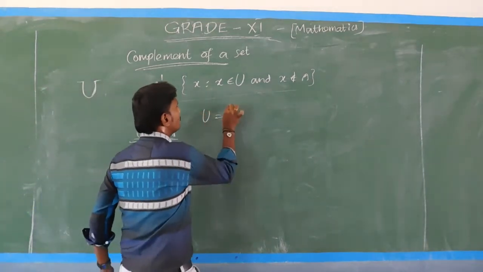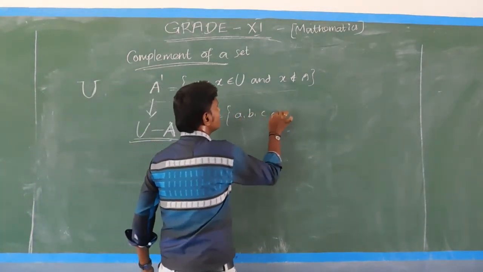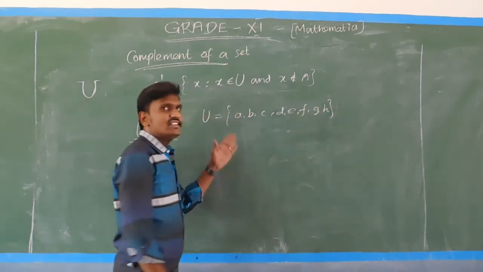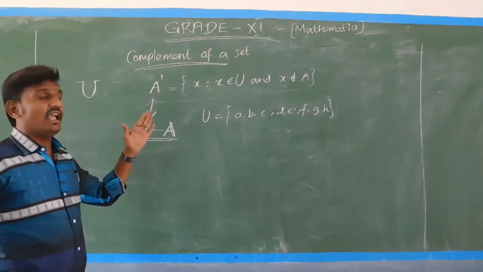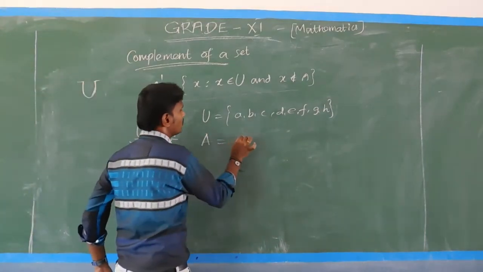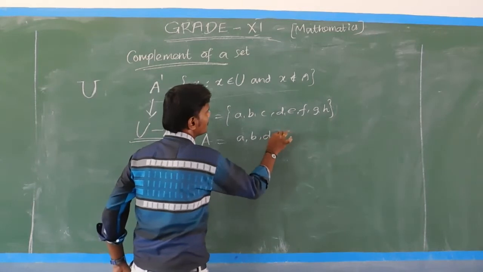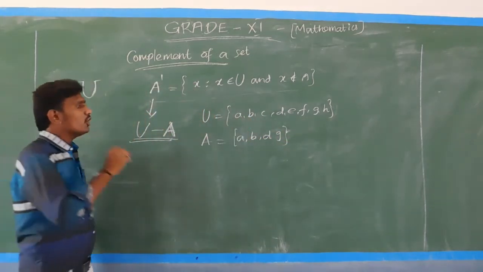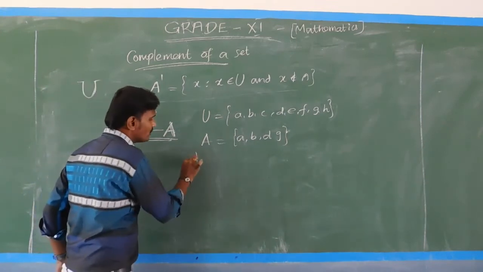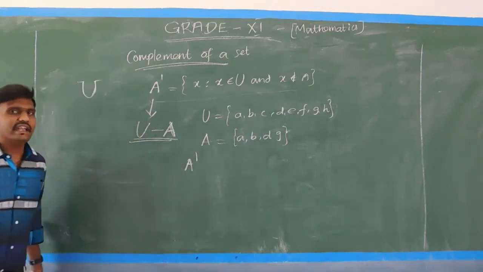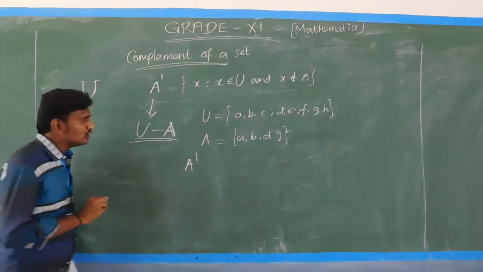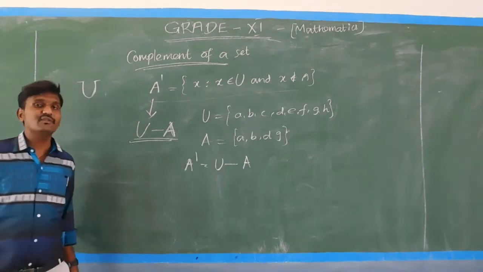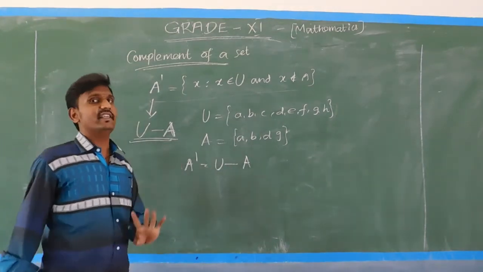U is equal to {A, B, C, D, E, F, G, H}. So this is your universal set, and I want to take one more set, A equal to {A, B, D, G}. So this is your set A. Now I am going to find A dash. A dash equals universal minus A. We take the difference between the universal set and the taken set.